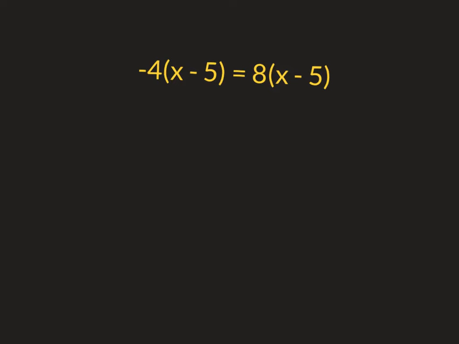First step here is I'm going to distribute the negative 4 through that parentheses. Gives me a negative 4x. And if I do negative 4 times negative 5, it's a positive 20. Same thing here, distribute the 8x minus 40. And I'm right back where I started the last time.